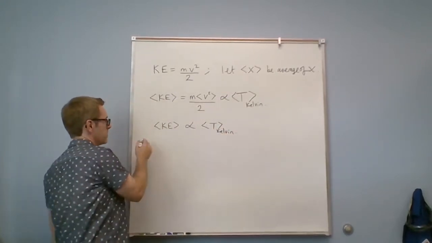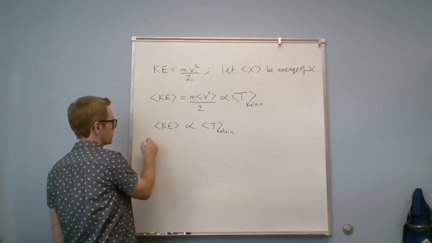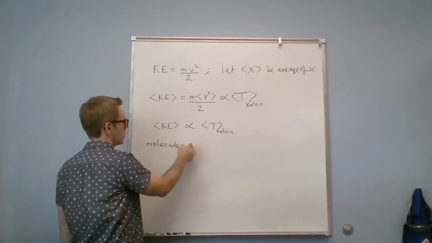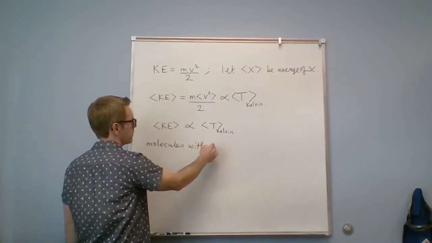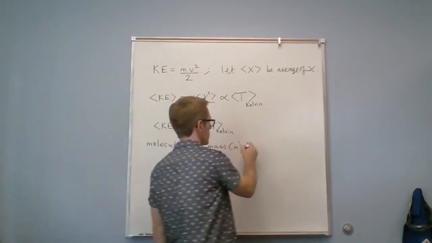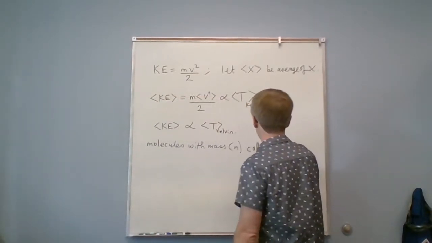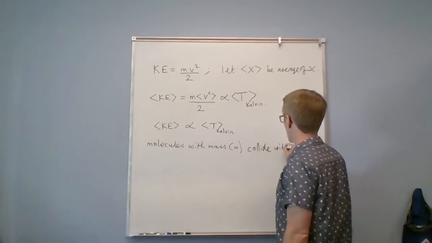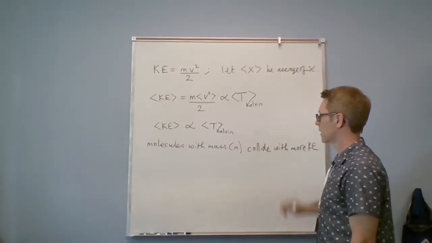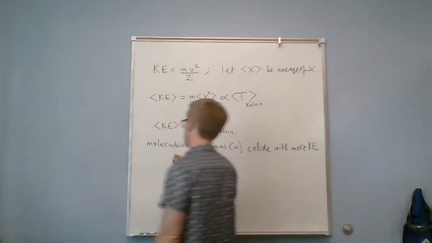So in short, I know that molecules with mass m can collide with more kinetic energy at a higher temperature.